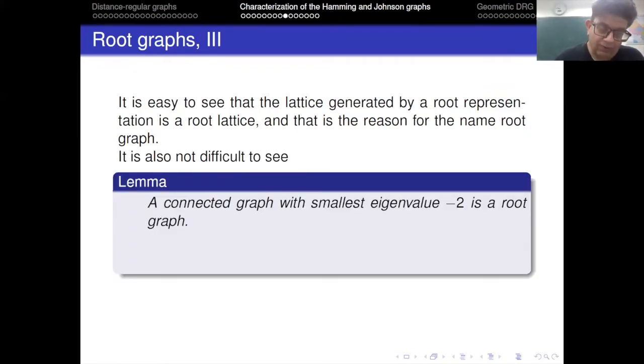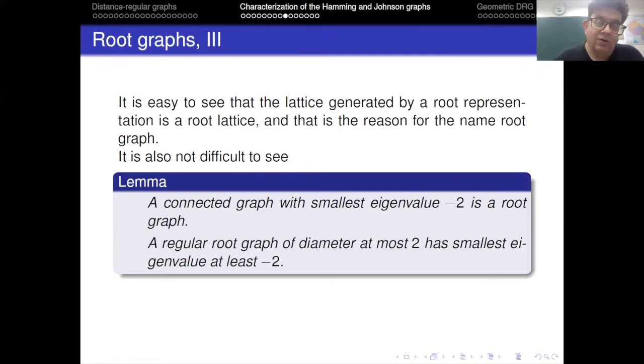And it's not so difficult to see the following lemma. I'm not going to prove it. It is in one of these two sections, 3.14 or 3.15, of BCN. A connected graph with smallest eigenvalue at least minus 2 is always a root graph, and a regular root graph of diameter at most 2 has smallest eigenvalue at least minus 2. So it is a generalization of graphs with smallest eigenvalue at least minus 2.